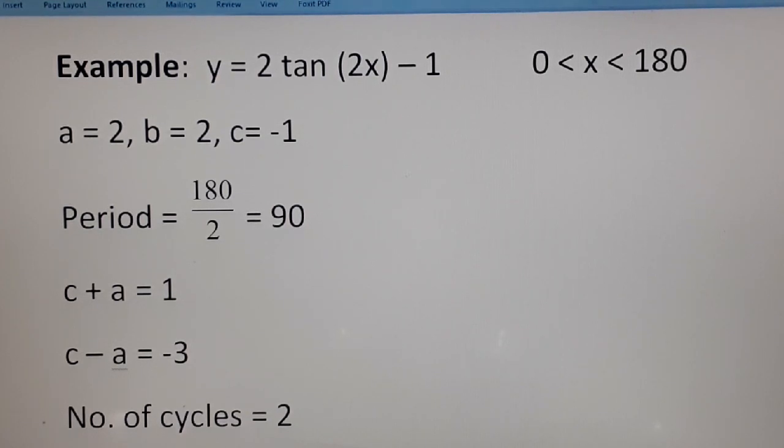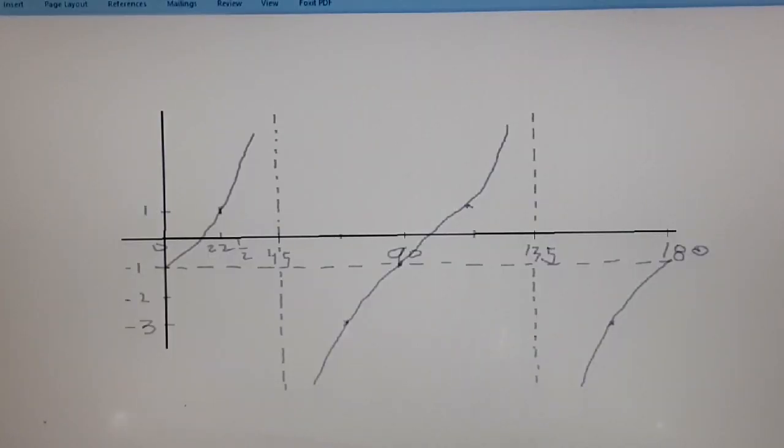The domain varies from 0 to 180. So 90 times 2 is 180, so we will have 2 cycles of this curve. C plus a is 1 and c minus a is minus 3. We will use these c plus a and c minus a values in the sketching because we know that the upper part must pass through c plus a and the lower part must pass through c minus a.